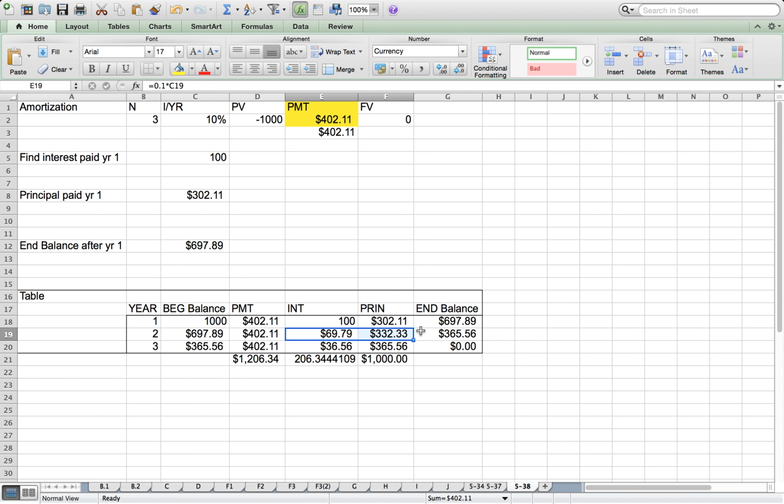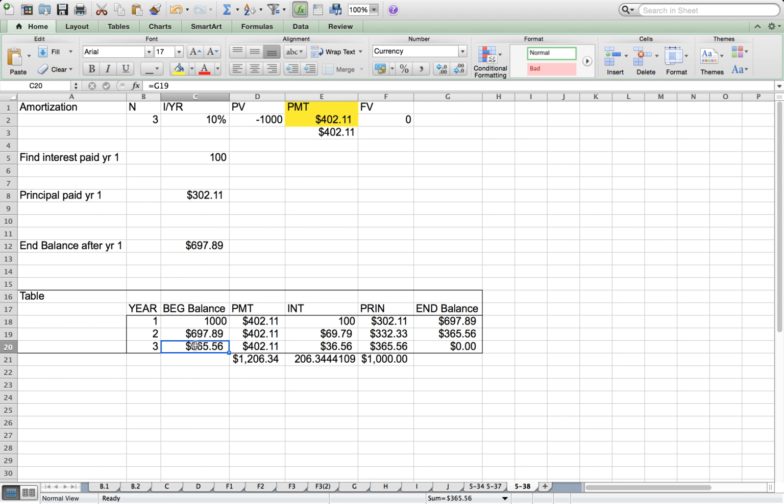This is what they tell you when you have a 30-year mortgage, that you're really just hitting interest at the origin of the loan. But as the loan goes on, you start to hit more and more principal, and that's what we're seeing here. So again, you started with 100 in interest payment and went down to 69. You started with 302 and the principal payment went up to 332. Anyway, our ending balance at the end of year 2 is $365.56.